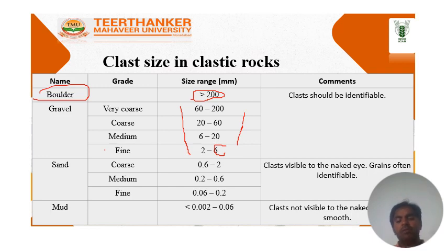You can also say clay. It has a size of less than 0.02 millimeter, so we are unable to identify it with the naked eye. But sand, gravels, and boulders, these three particles you can see with the naked eye. If you have experience, you can easily identify them. But in the case of clay or mud, some microscope is required before you can identify it. Otherwise it is very difficult to identify these particles.